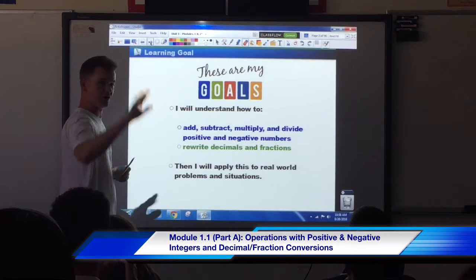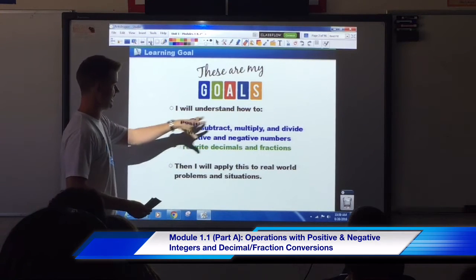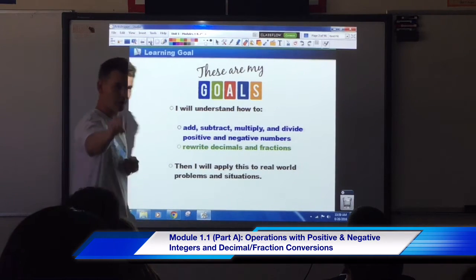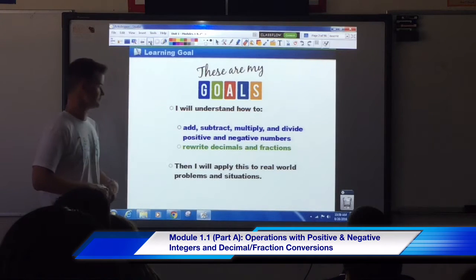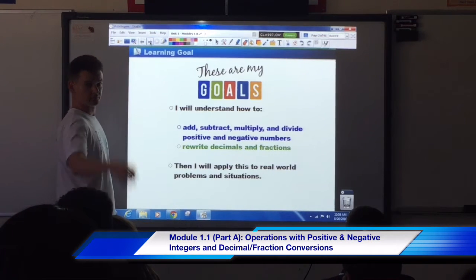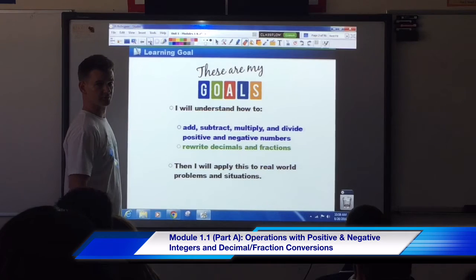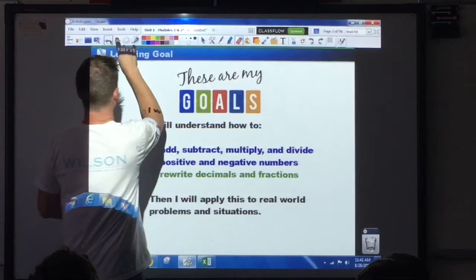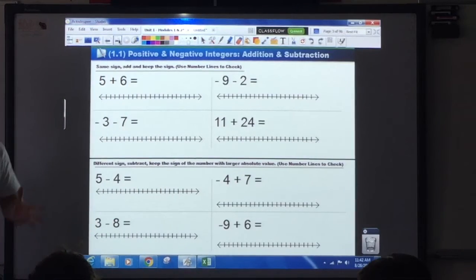The goals today are for you to understand how to add, subtract, multiply, and divide positive and negative numbers. After that, we're going to rewrite decimals and fractions, and then you're going to apply this to the real world. Let's get started. Okay, so we all know how to add and subtract positive and negative numbers. At least we think we do.